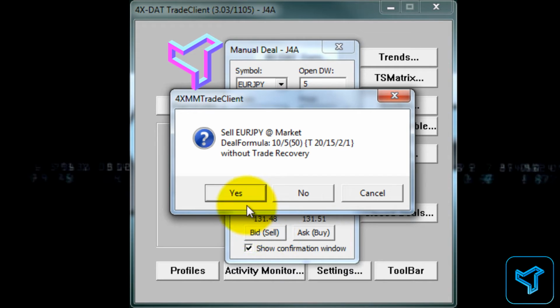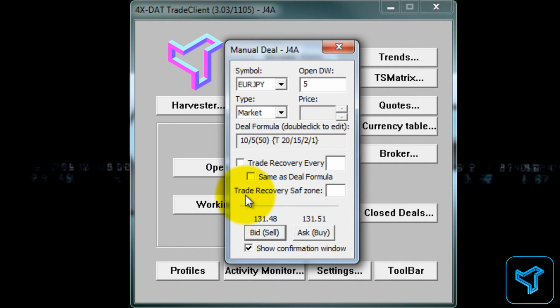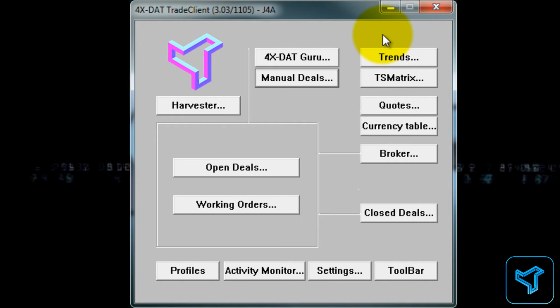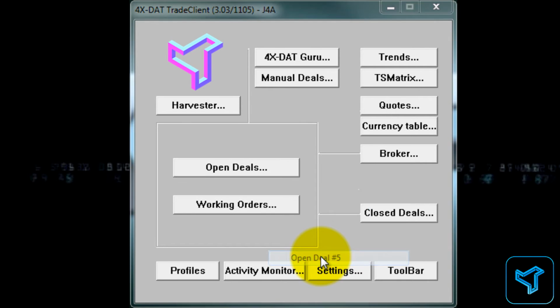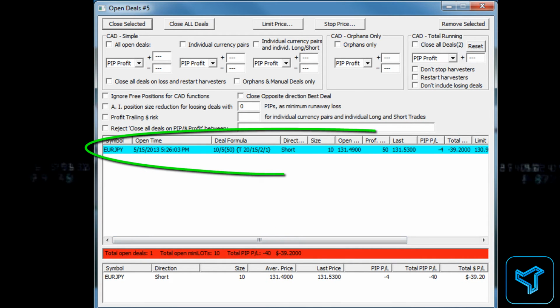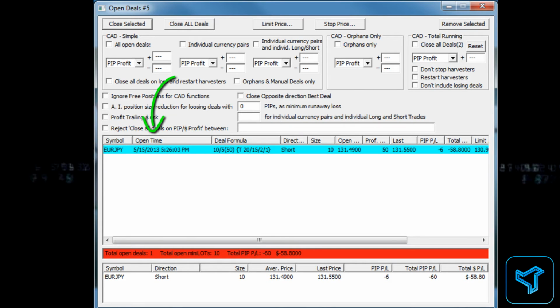Now that we've executed our trade, the platform will place the open trade in the Open Deals window. We'll find this trade by clicking on Open Deals on the main window, and we see a list of open deal windows from which we'll choose number 5. Here, in the Open Deal number 5 window, we see our trade. We see the time we opened it. We see the deal formula reiterated in the shorthand we saw earlier. We see whether or not we're going long or shorting the pair, the size of the trade, the open price, and so on. We can expand the columns as needed by clicking and dragging the border.